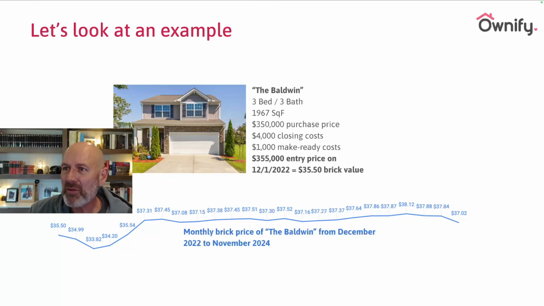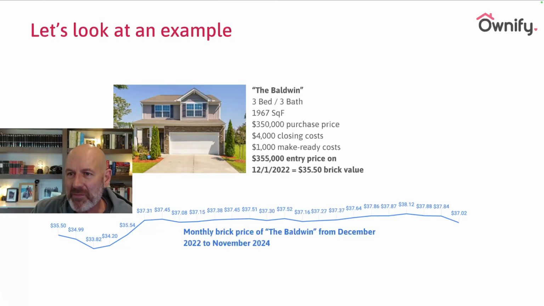So when we bought the home, we paid $350,000 all in. Actually, we paid $350,000 purchase price. We paid $4,000 in closing costs. $1,000 was make-ready costs. It was a little bit of cosmetic repairs. It was a fairly new home. And so really what that meant is that the value of the home, or the entry price, was $355,000 when we bought it. So the customer, Zach and Skylar, contributed 2% to that $355,000. And then they started buying bricks every month, always at market value.